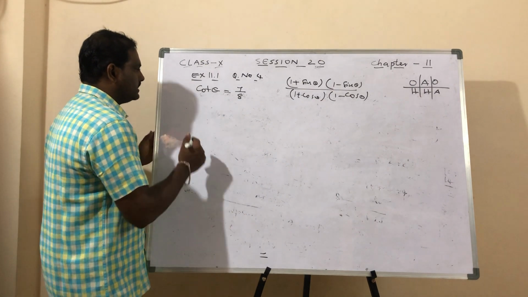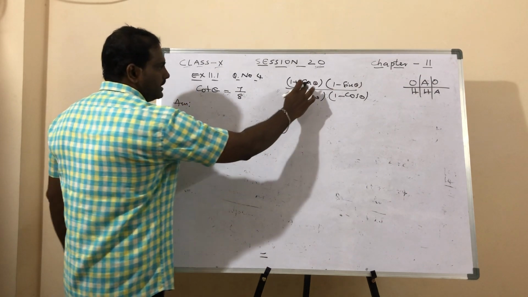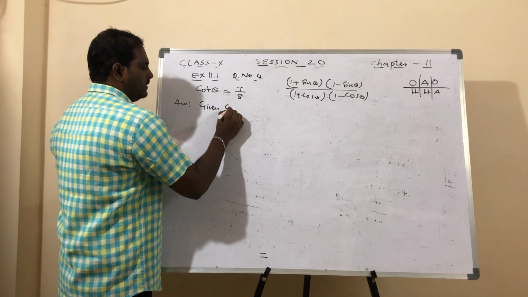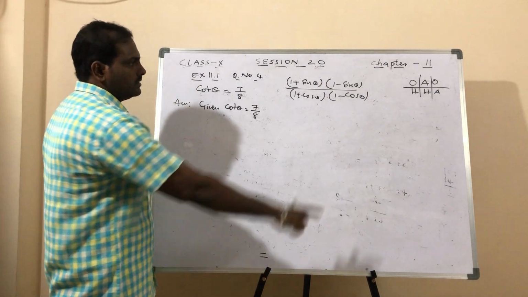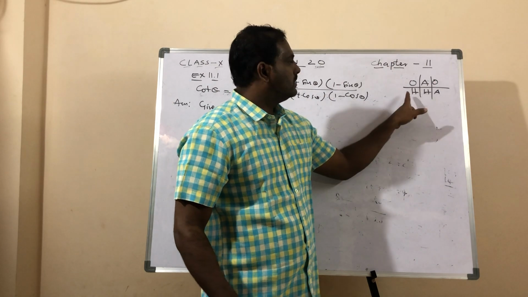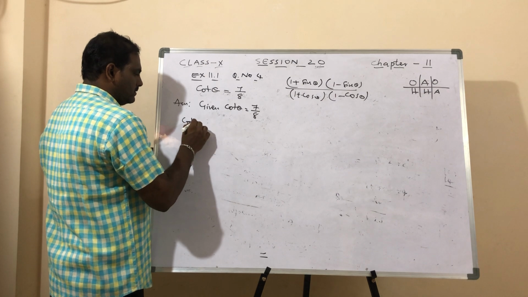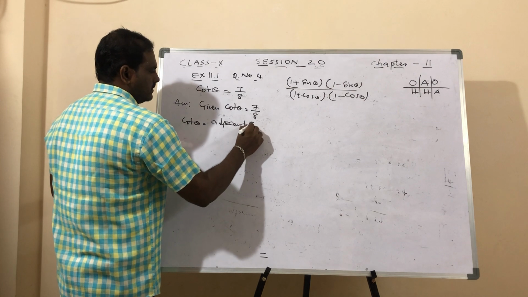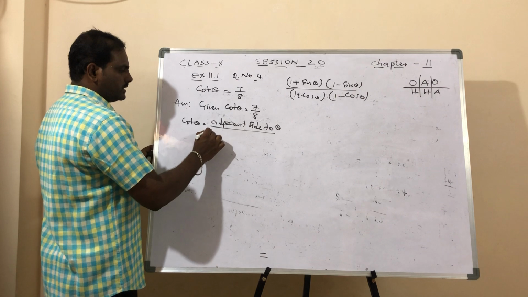Okay, now let us see same method answer. First we have to find the value of sin and cos. Given cot theta is equals to 7 by 8. So what is cot theta? This is sin, cos, tan, cosecant, secant, cot. So cot theta is equals to, what is that is? Adjacent side to theta by opposite side to theta.